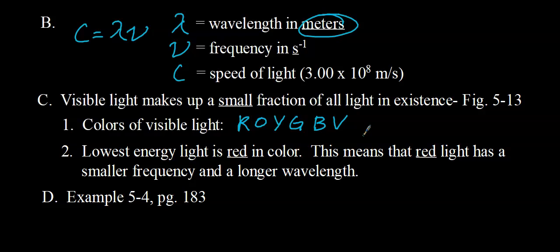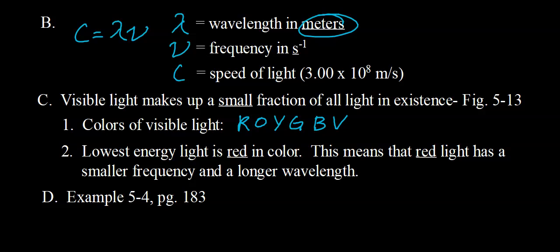Notice too in your book it shows that energy increases from right to left. So what we see here is that the lowest energy light is red, has the lowest frequency and lowest energy. So this means that red light has a smaller frequency and a longer wavelength than orange, yellow, green, blue, and violet. All right, let's take a look at an example.